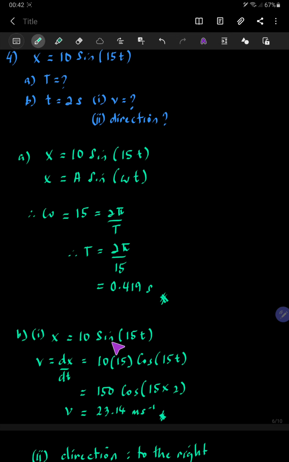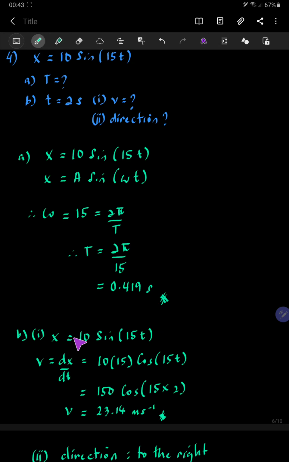So by differentiating the equation, you will get 10 times 15, sine will be cos, so cos 15t, giving you 150 cos 15t, and the time given is 2 seconds. Substitute into this equation so that you will get v equals 23.14 meter per second.